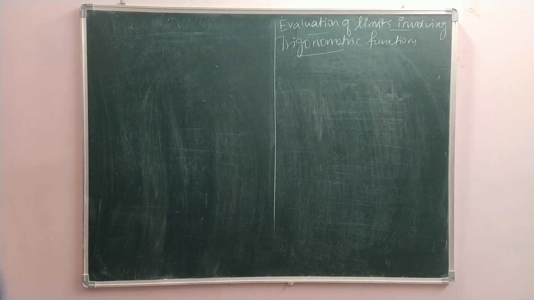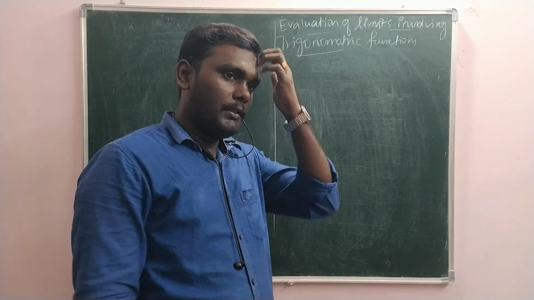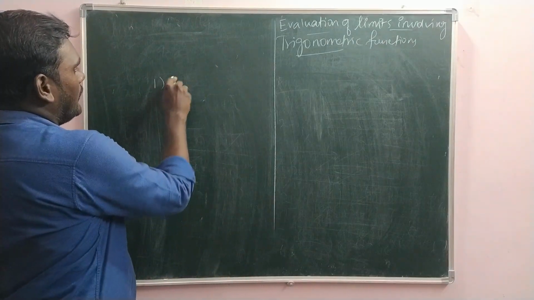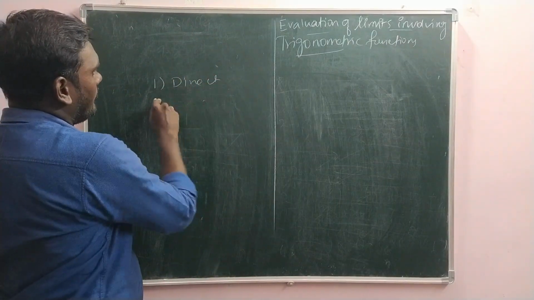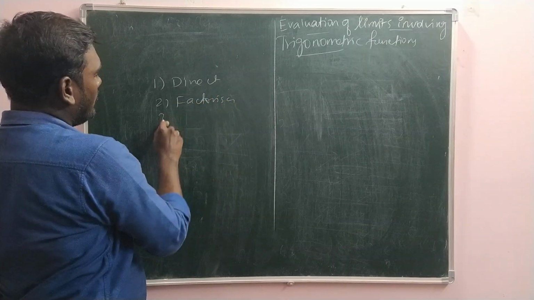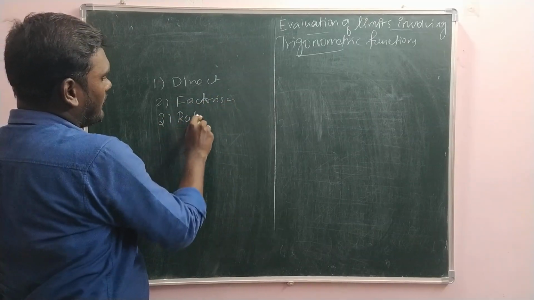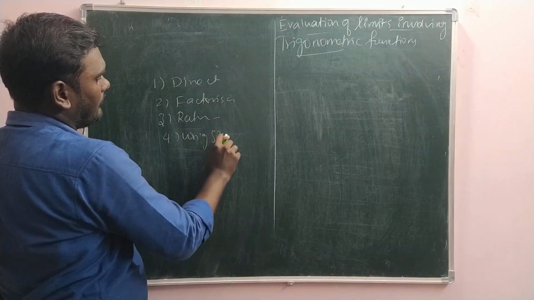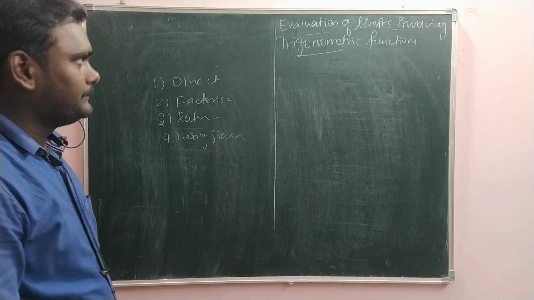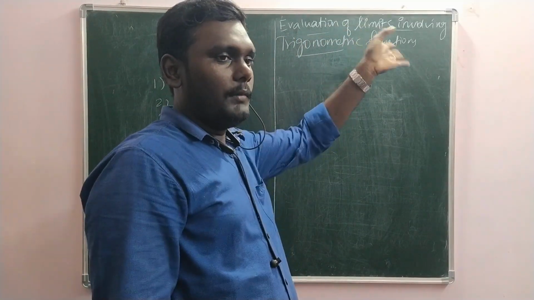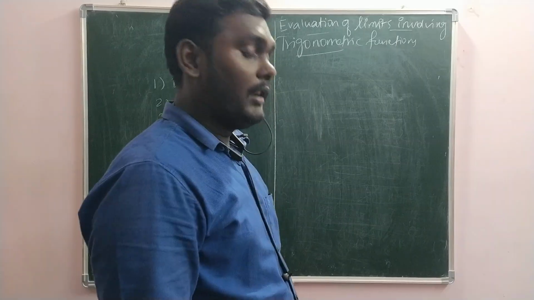In the previous session we have seen the evaluation of limits. First we will try the direct method. Second, we will use factorization. Third, we will take rationalization. Fourth, using standard limits. If all this fails, like in evaluation of limits involving trigonometric functions.